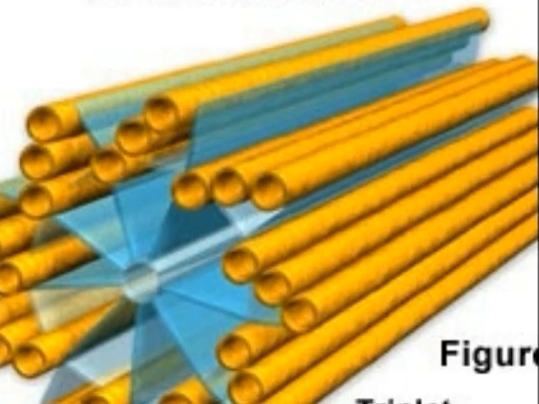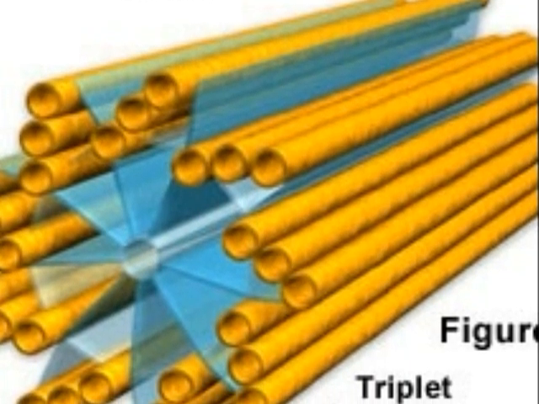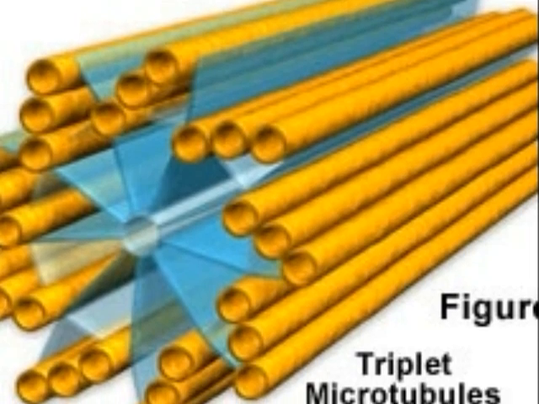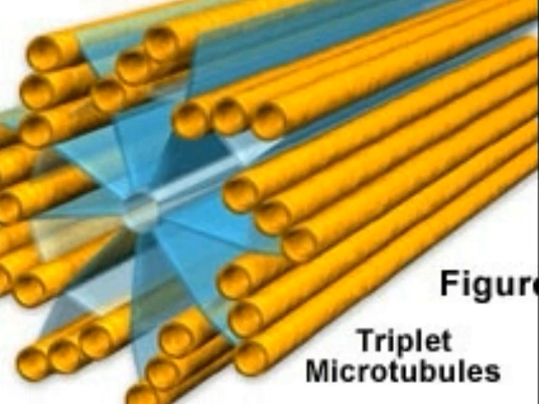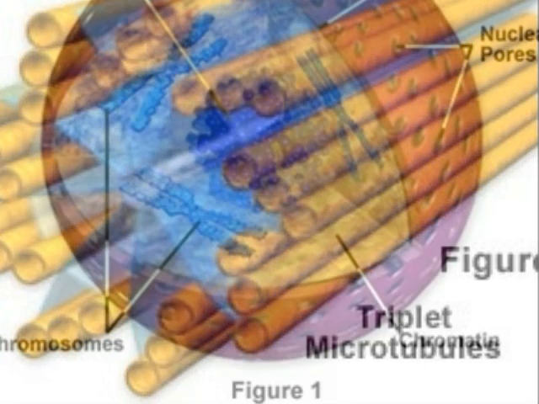This cell holds its shape using centrioles, which are made of microtubules and microfilaments. They assist with cell division.